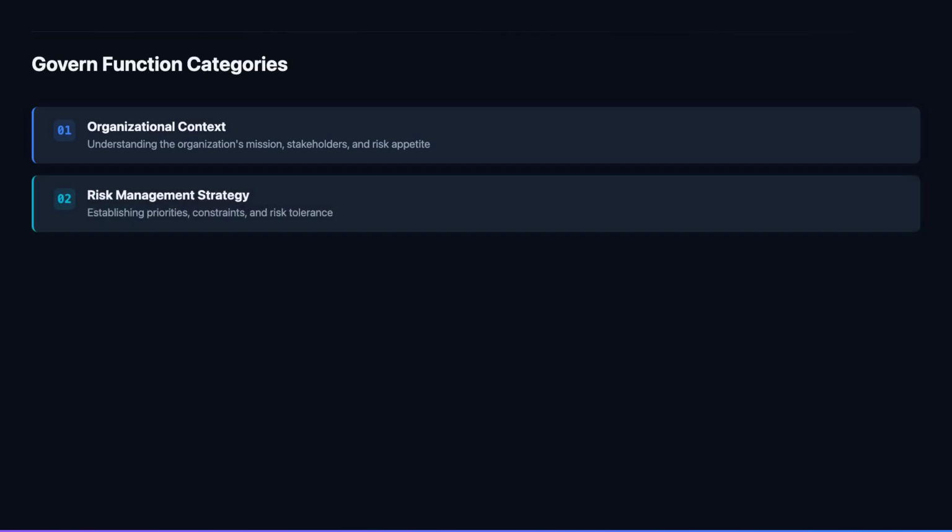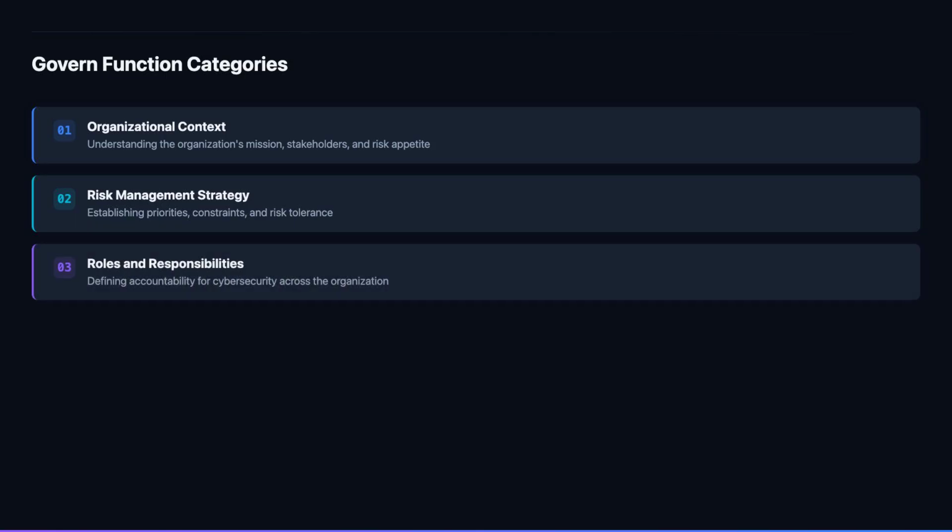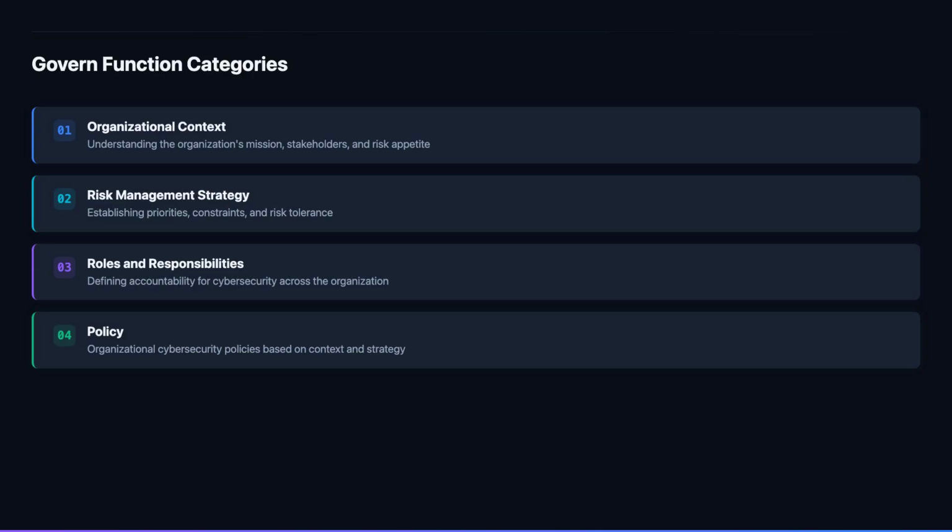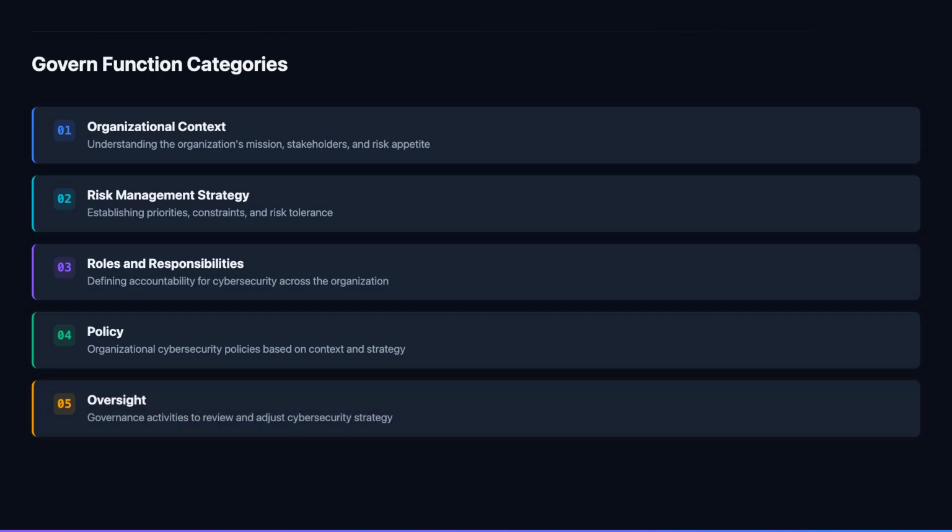A clear risk management strategy guides all cybersecurity decisions and resource allocation. Clear roles and responsibilities eliminate ambiguity about who owns cybersecurity decisions and actions. Policies translate risk management strategy into actionable directives that guide daily operations. Oversight ensures that cybersecurity activities remain aligned with organizational needs as conditions change.